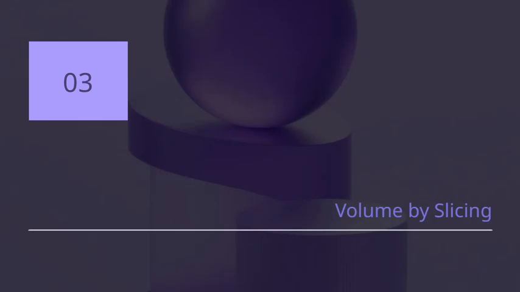Let's take a closer look at volume by slicing. Here, we're breaking down the data into specific slices to understand how volume varies across different segments. This approach helps us identify patterns and trends that might not be obvious when looking at the overall data. By analyzing these slices, we can pinpoint which areas are driving growth or facing challenges. It's a crucial step in making informed decisions, as it allows us to target our efforts more effectively.